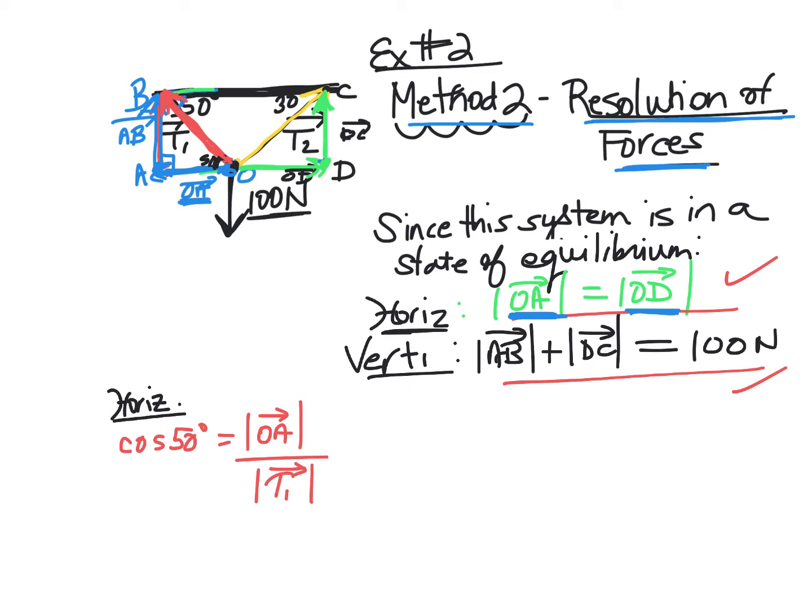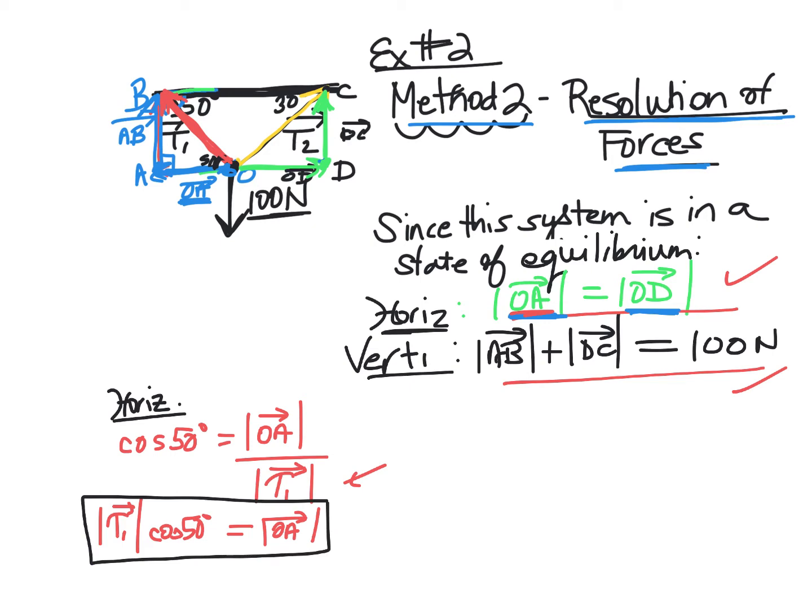So if I want something to represent the magnitude of OA, I can just say then that the magnitude of OA equals the tension in rope 1, its magnitude, multiplied by cos 50. Like I just bring that denominator to the other side. So I have this, and I'm just going to keep it here for a moment. And let's jump over to the green triangle and do the same thing.